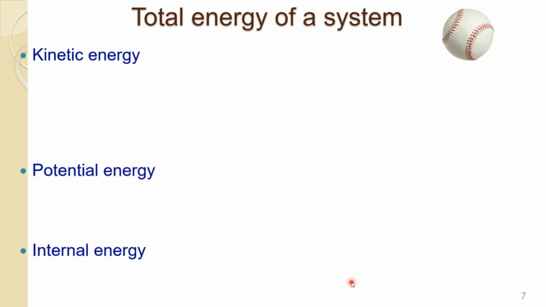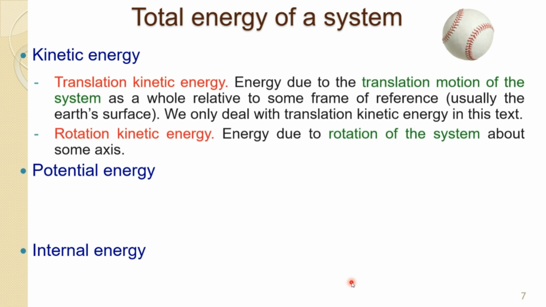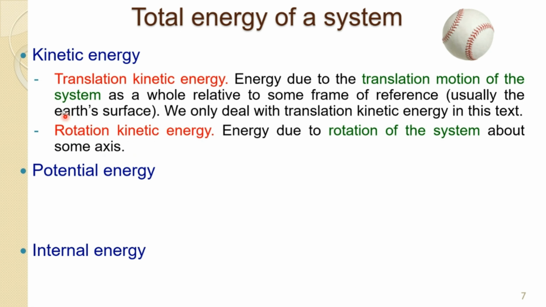So let's take a look at the energy first. The total energy of a system includes these three parts. The first part is called kinetic energy. I'm sure you all know kinetic energy. The translational kinetic energy is the energy due to the translational motion of the system as a whole relative to some frame of reference. We only deal with translational kinetic energy in this text. So this ball moves around, from position A to position B. This can be called kinetic energy. However, in this text, we don't talk about rotational kinetic energy. I mean that this baseball can rotate, right? But here we don't discuss rotational kinetic energy.